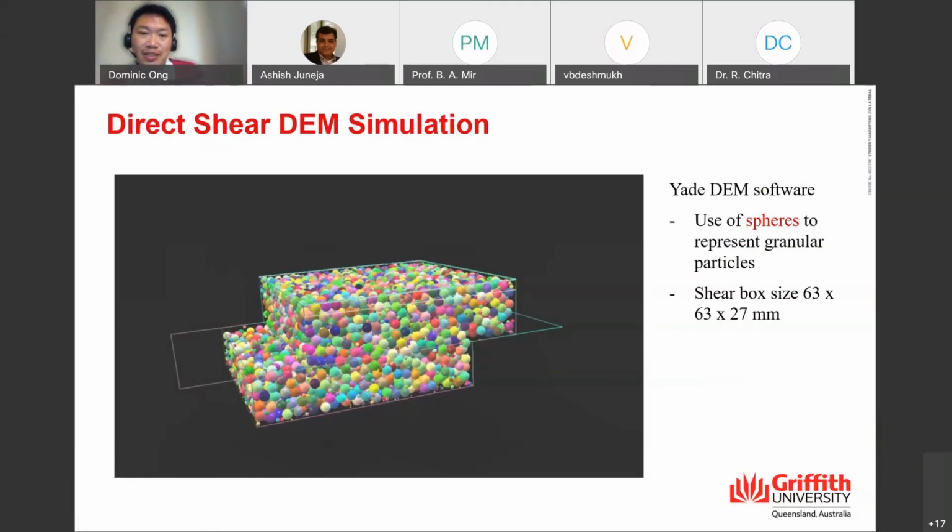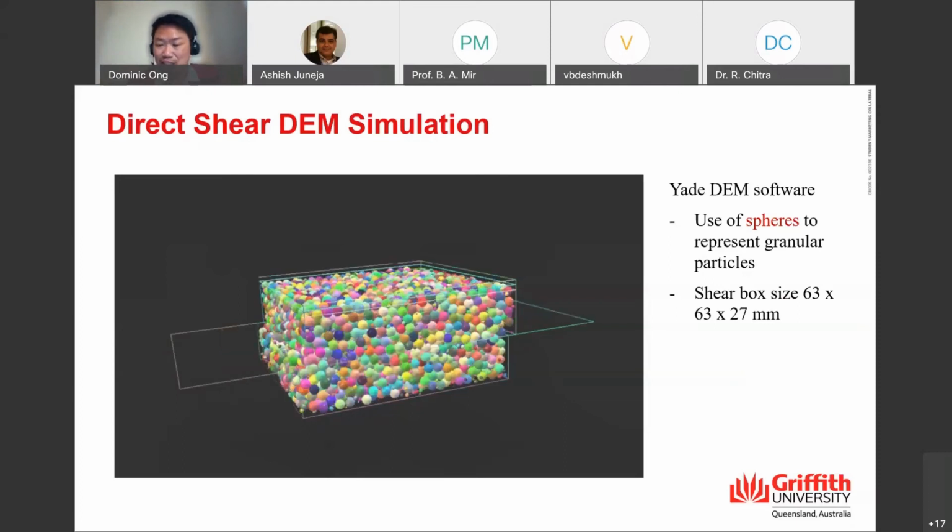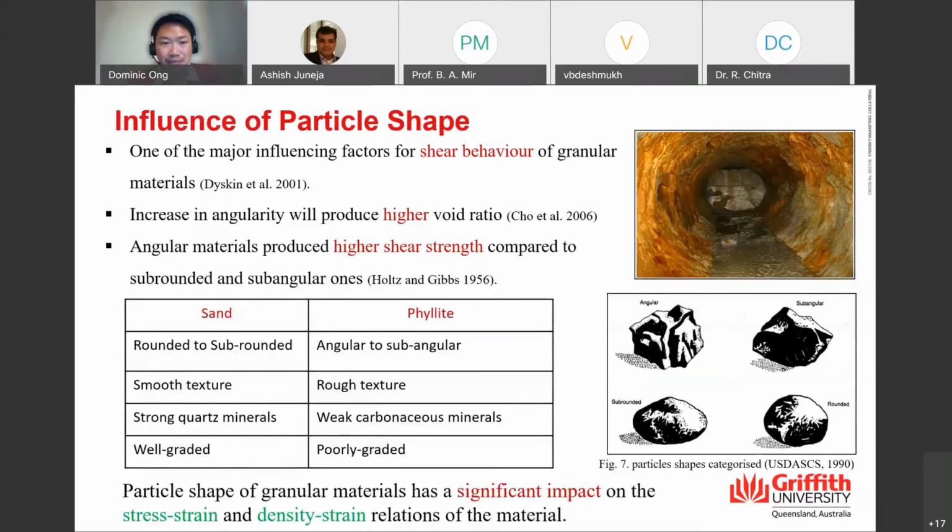As you can see, it's a progression of our research. First, we started with PIV. PIV is static vector arrows, and now we are slowly going on to DEM simulation to enhance the experience. Nowadays we even consider angular, subangular, subrounded, and rounded shapes. Shape is very important in discrete element modeling.